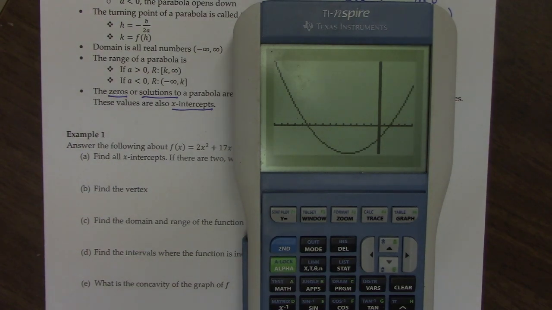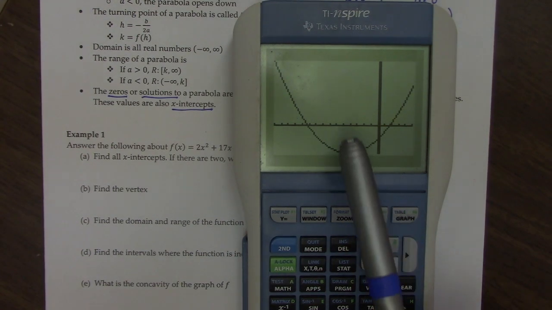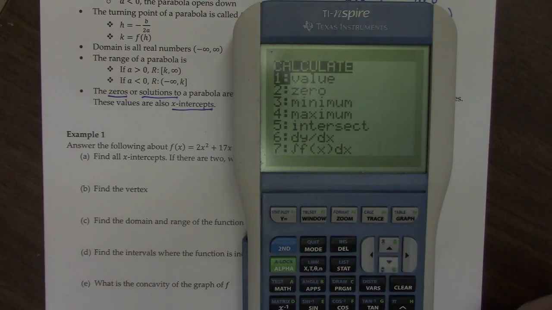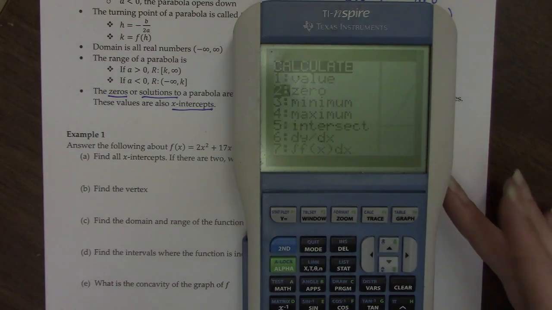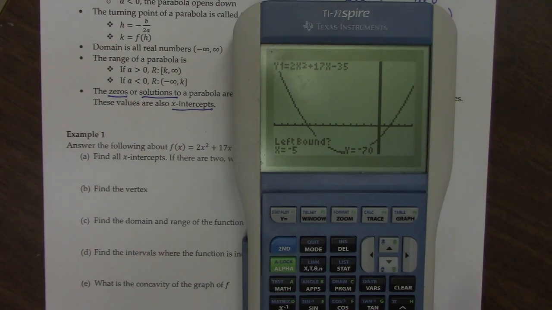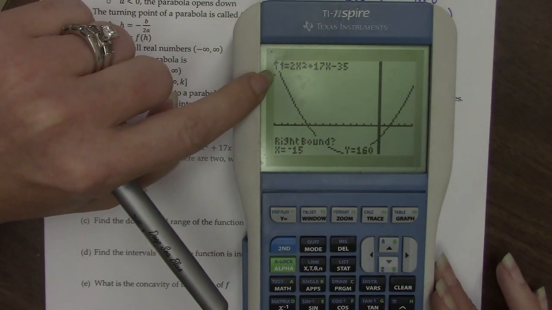So in order to find the x-intercepts, I want to find the zeros of this function. So notice here there are two of them visible on the screen. So when I go to second calculate and I go to zero, it asks me for the left bound. So I'm going to say negative 15. That's the left edge of my graph, and it puts a little arrow over here for me.